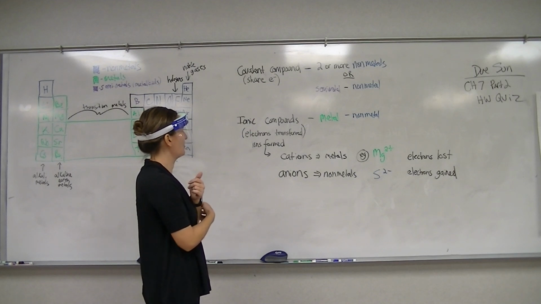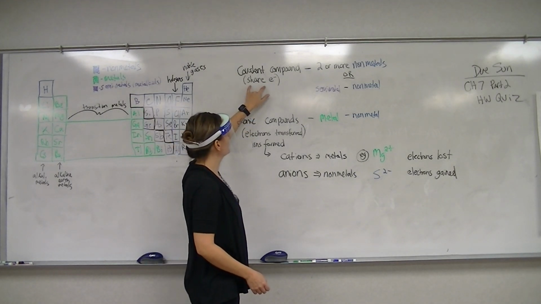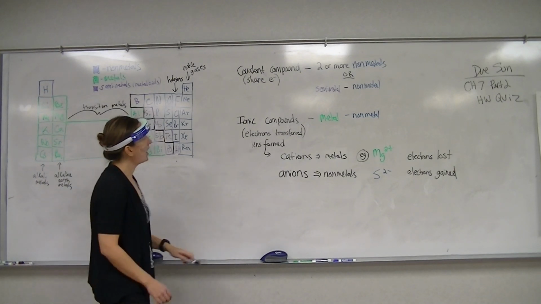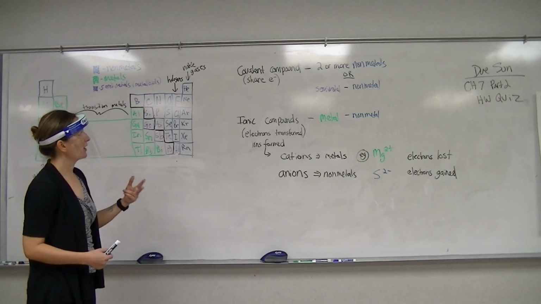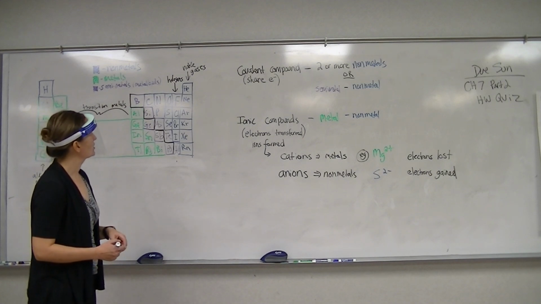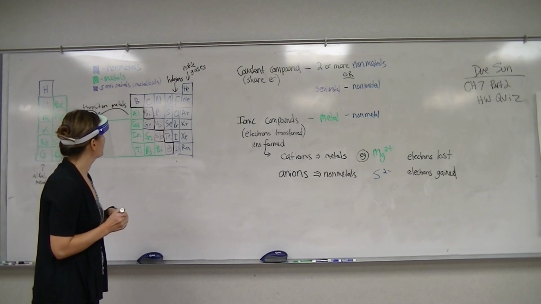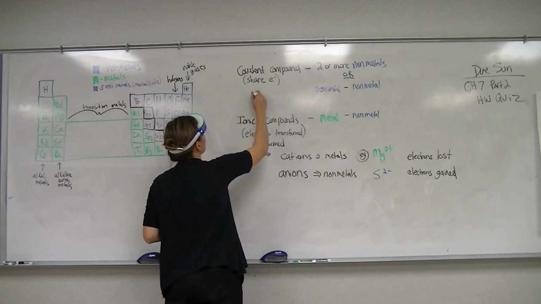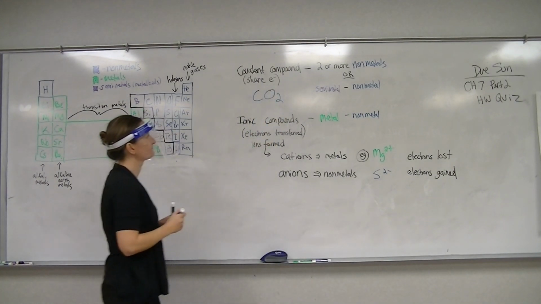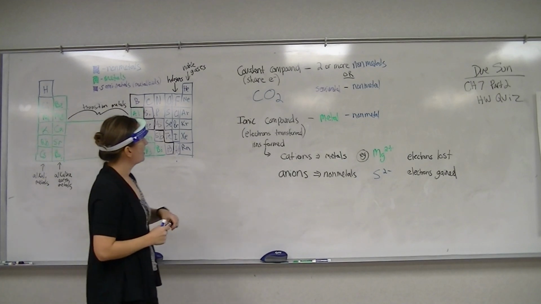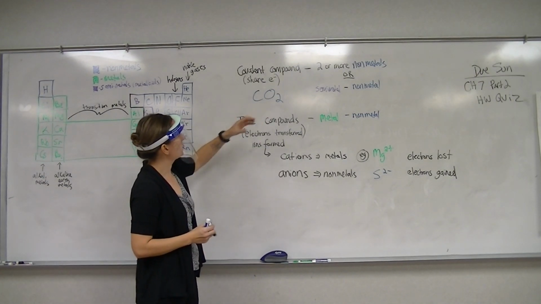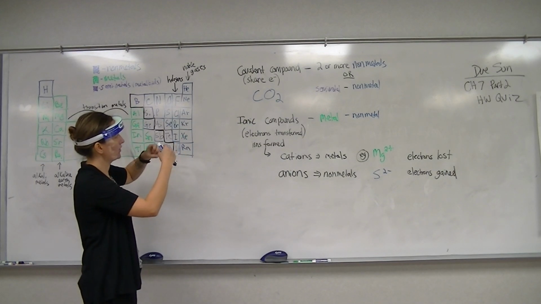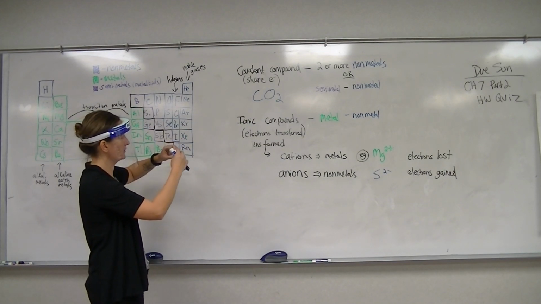So for a covalent compound, this is where we're sharing electrons. Because when we talk about compounds, they are two or more elements combined. An example of a covalent compound would be CO2. Because they're sharing electrons, we have carbon atoms and oxygen atoms coming close together and sharing their electrons. So there's no charges involved.